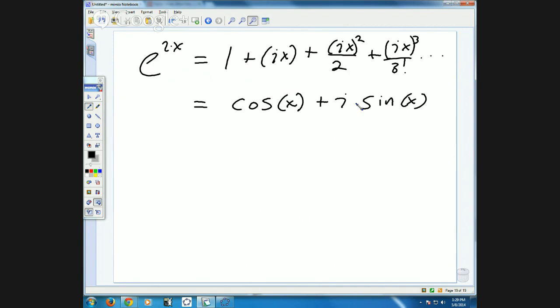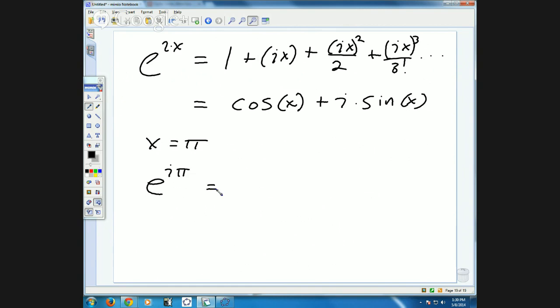But wait, it gets better. I'm going to skip the steps in between. You can try it later. It's pretty cute. It's in the book. But if I let x equal pi, this is pretty cool. Then I get e to the i pi on one side. Now that's pretty cool to see those three numbers together, e, i, and pi. On the other side, I get the cosine of pi.